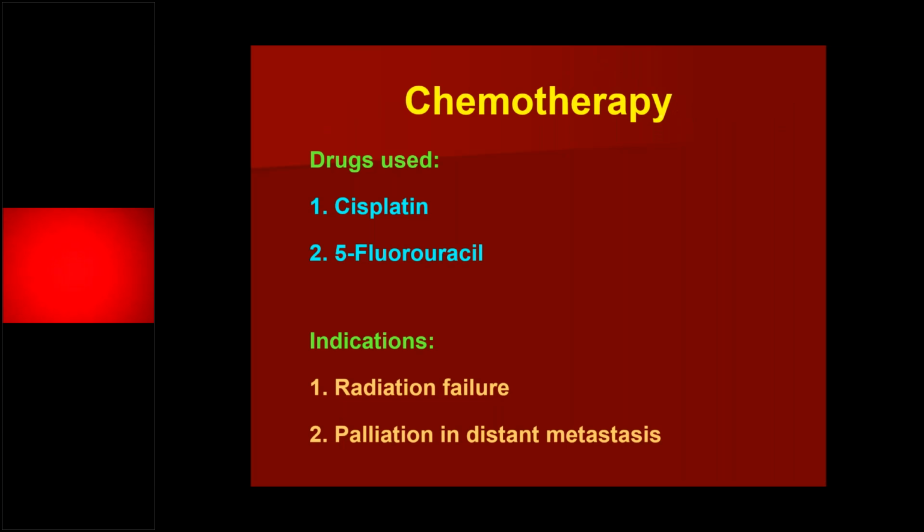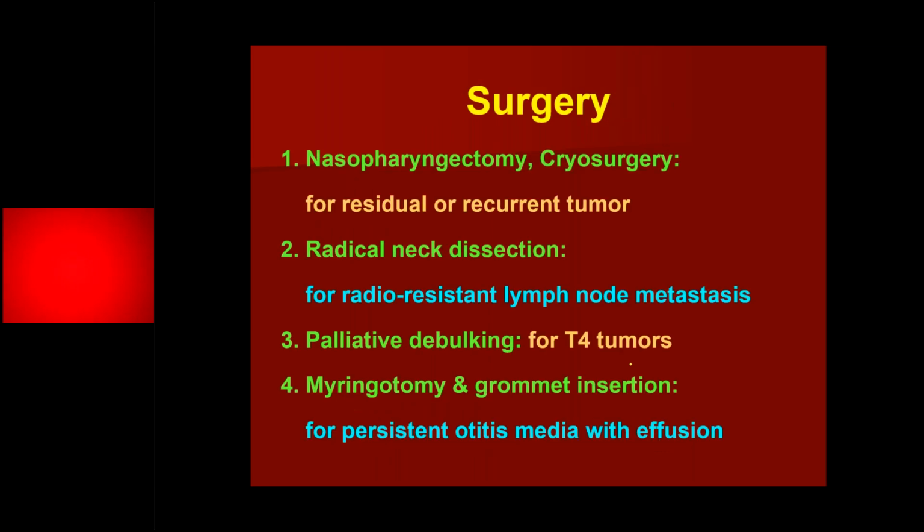What is the chemotherapy that is being used? I told you already, cisplatin and 5-fluorouracil. It is useful in radiation failure and palliation, and especially for distant metastasis. The surgery possible for the nasopharynx is nasopharyngectomy, which I already told you. Cryosurgery can also be done. Cryosurgery uses cold, especially nitrogen gas. It involves freezing and thawing for residual and recurrent tumor. This is not very important, though.